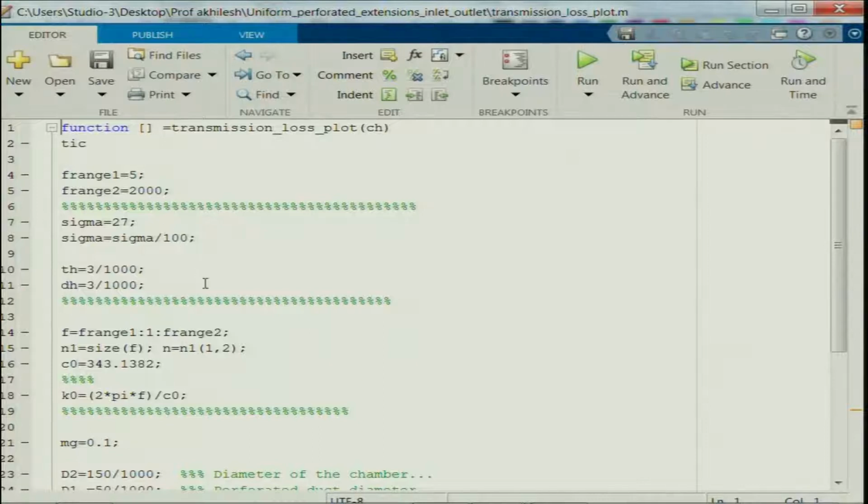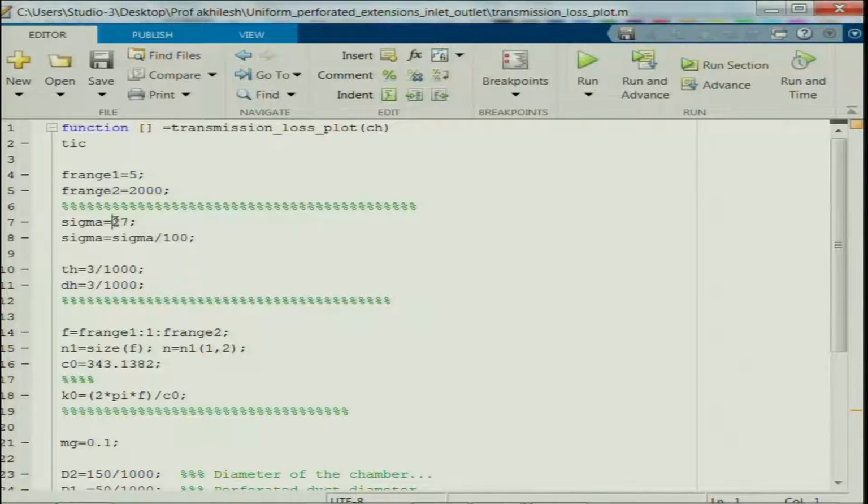Let me go through the code only in a very succinct manner. So, frequency range, the first, the lower and upper bounds of 5 hertz and 2000 hertz. You can choose whatever values you want, but make sure that you are well within the plane wave region. This is more than the plane wave region, just for continuity's sake. The results will not be accurate up to this range, much before that, but just for argument's sake I have taken 2000 hertz.